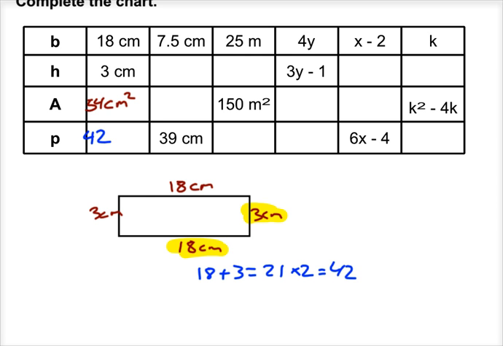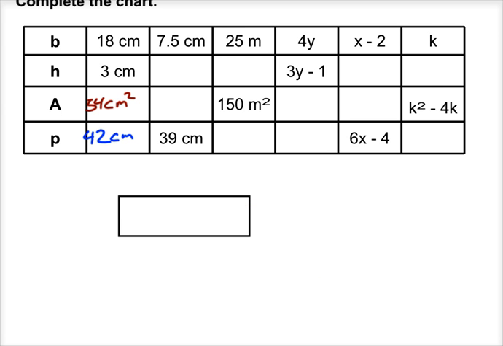And the units, well, if you're adding centimeter plus a centimeter plus a centimeter plus a centimeter, your units are still going to be in centimeters. Going to the second one, they give me that the base is 7.5 centimeters, and they give me that the perimeter is 39 centimeters. Okay. Well, I know that the base and the height over here, if I add them up and double it, I'm going to get 39.